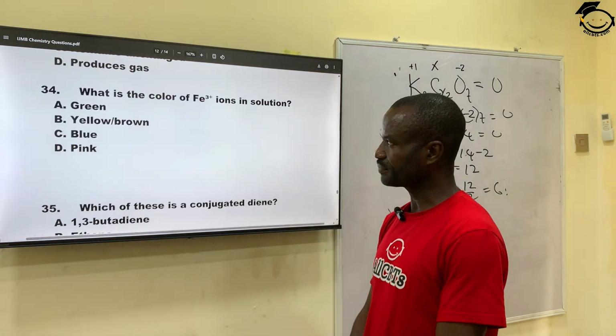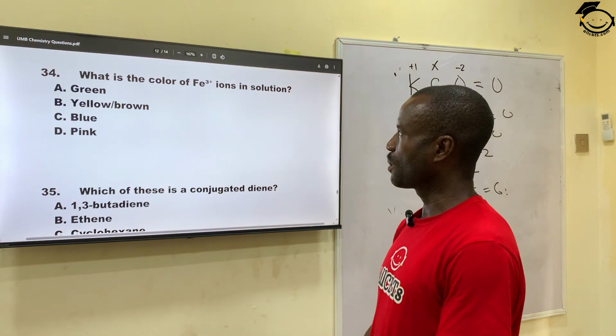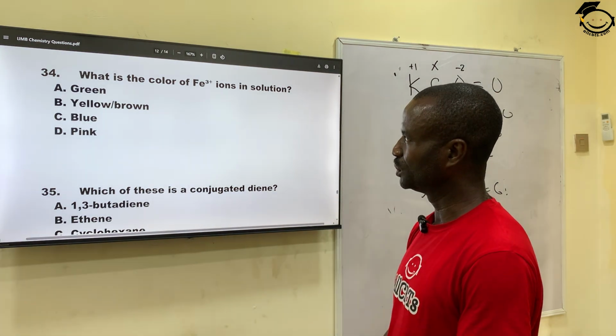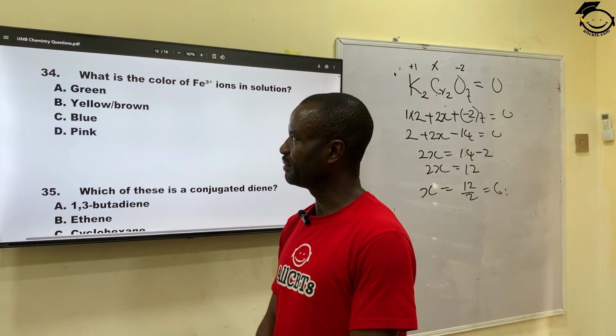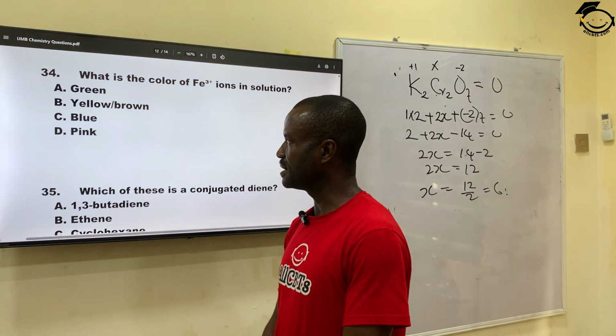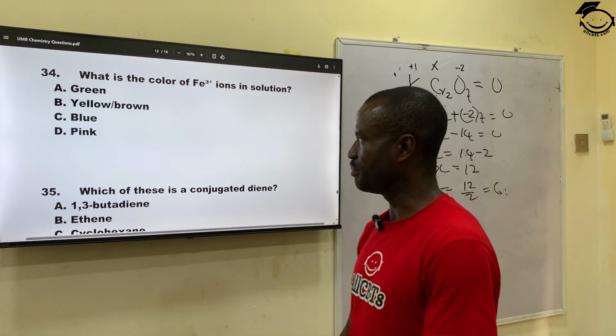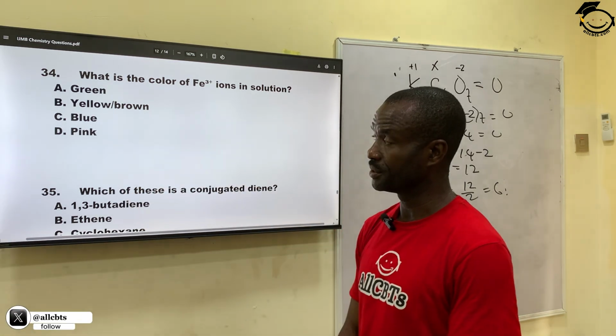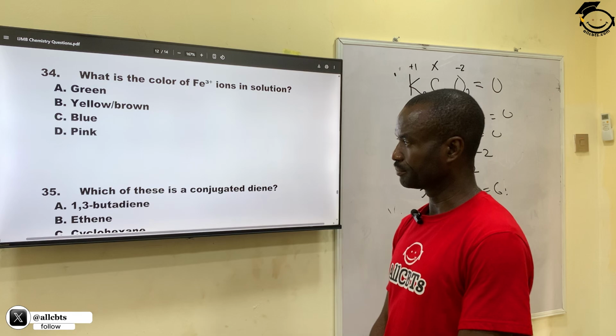Question 34. What is the color of iron(III) ion in solution? A, green; B, yellow or brown; C, blue; and D, pink. The correct answer for iron(III) solution is yellow or brown. B, yellow or brown in color.